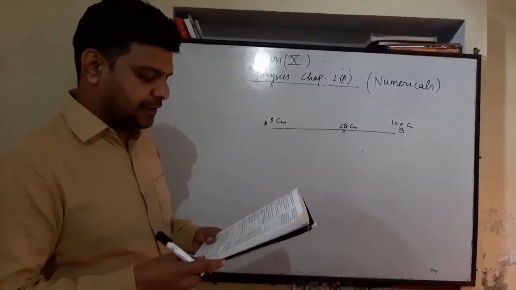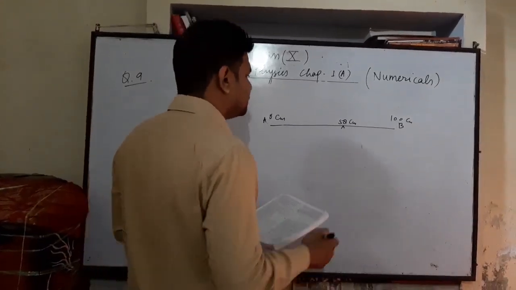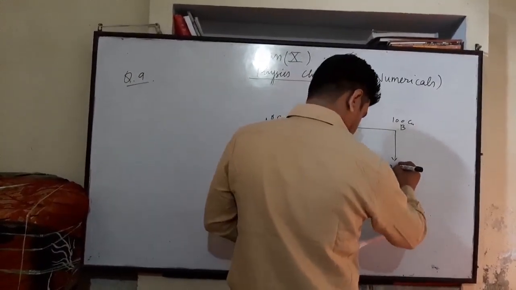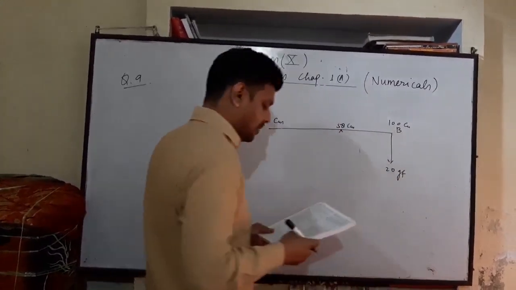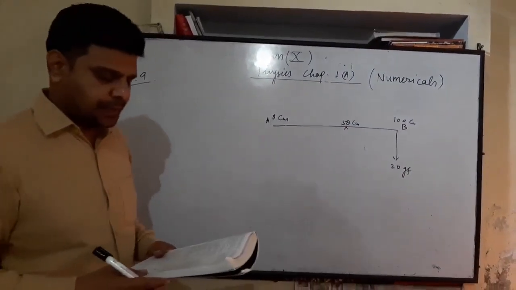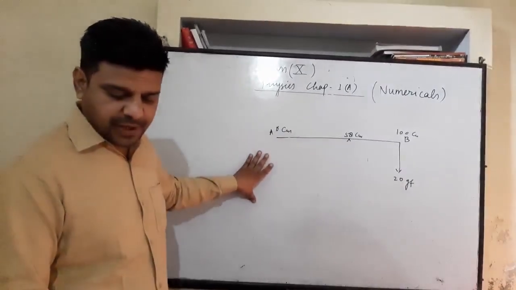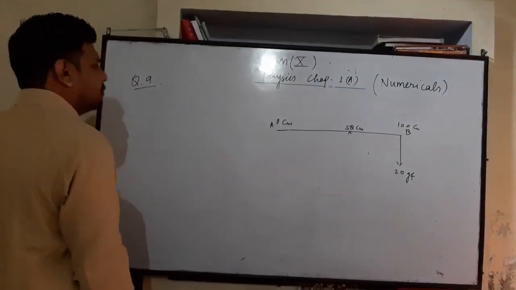When a weight of 20 gram force is suspended from one end, draw the diagram of the arrangement. This is the required diagram of the arrangement. And what is the weight of the rule? We have to find the weight of the rule.